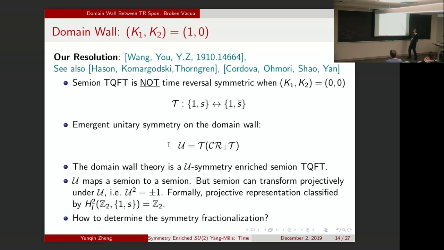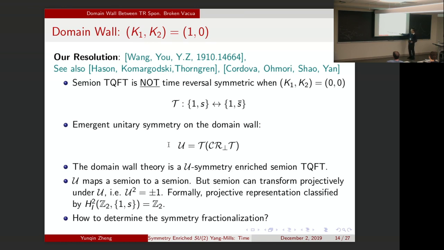Now the question is, what's the domain wall theory that lives on the domain wall corresponding to K1 equals 1? If we compare the theory in the bulk, we know that the theories for K1 equals 1 and 0 differ by symmetry fractionalizations. So it's natural to believe that the theories on the domain wall are also differed by symmetry fractionalizations. But what symmetry are we considering on the domain wall? Because the parent symmetry is not a symmetry on the domain wall, but here the U symmetry is. So the domain wall theory corresponding to K1 equals 1 is indeed the U symmetry in which the semion is enriched by T. So the next question is how the U symmetry acts on the semions.